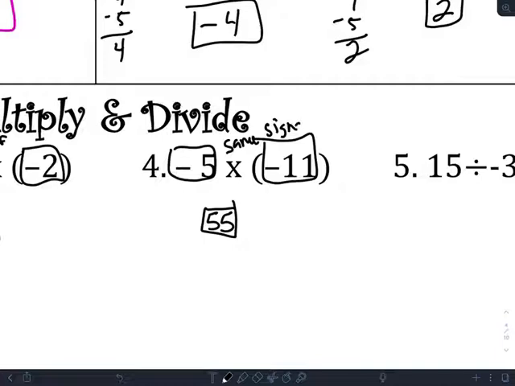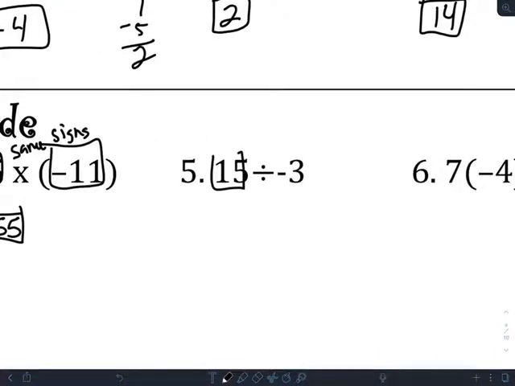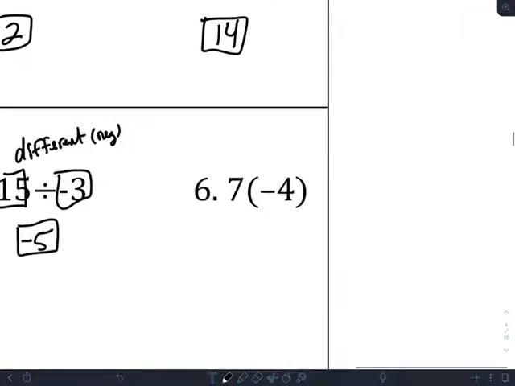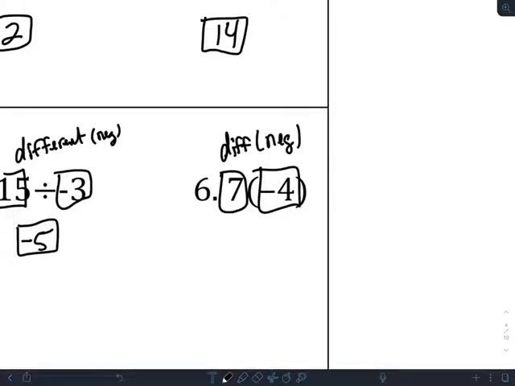Same signs. Number 5, 15 divided by negative 3. Different signs, right? Therefore, my answer is going to be negative. 15 divided by 3 is going to be negative 5. Number 6, 7 times negative 4. Different signs means my answer is going to be negative. Right? So, negative 28.